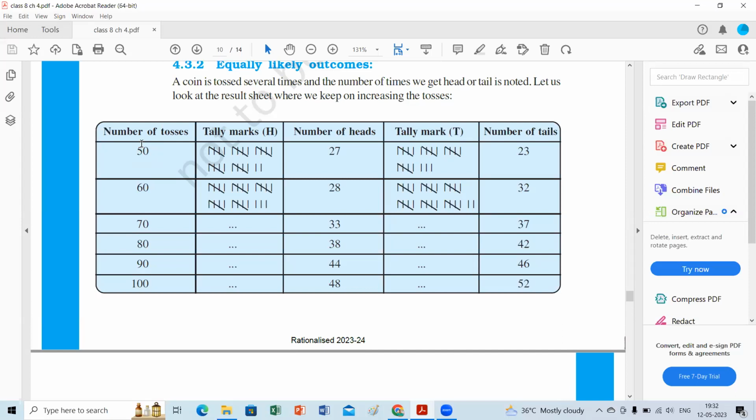Suppose the number of tosses is 60. This is just a random experiment, children. For 60 tosses, there were 28 heads and 32 tails. With 70 tosses, what is the number of times we get a head, children? 33 times, and the number of tails is 37. In the same way, if you increase the number of tosses: 80 times gives 38 and 42, 90 times gives 44 and 46, and 100 times gives 48 and 52.